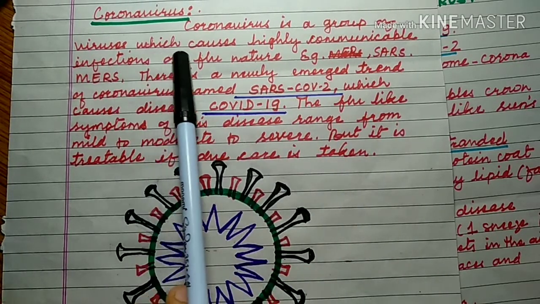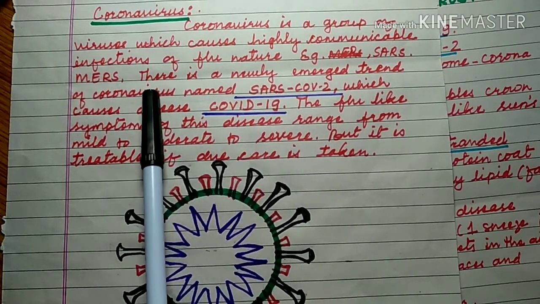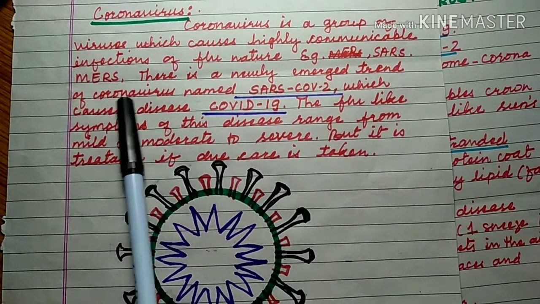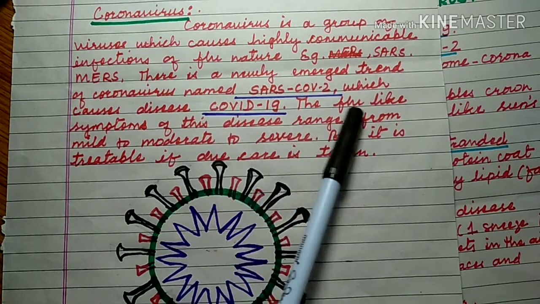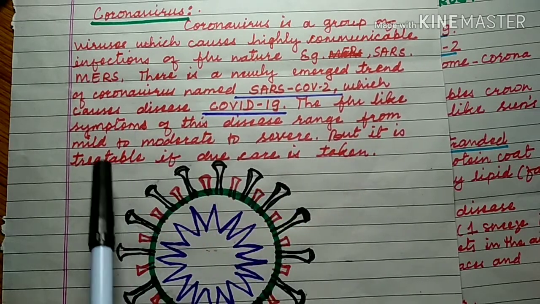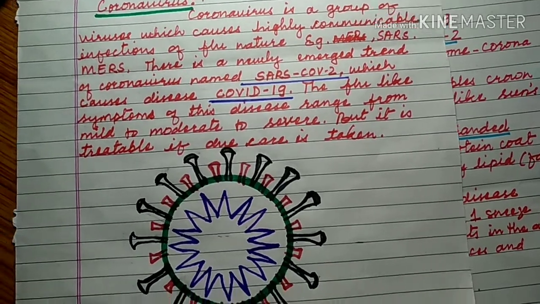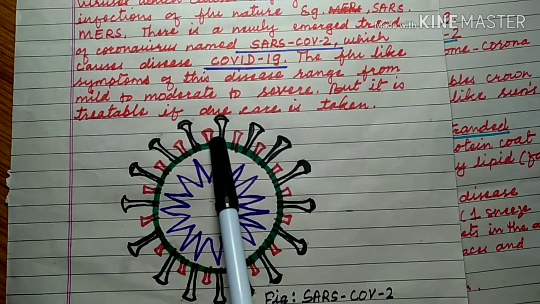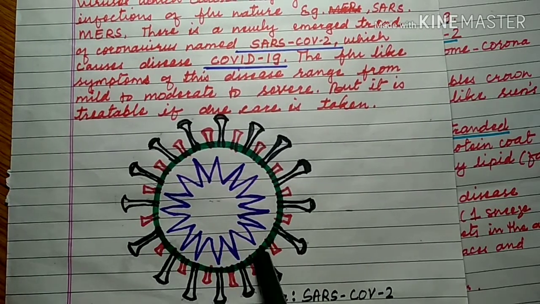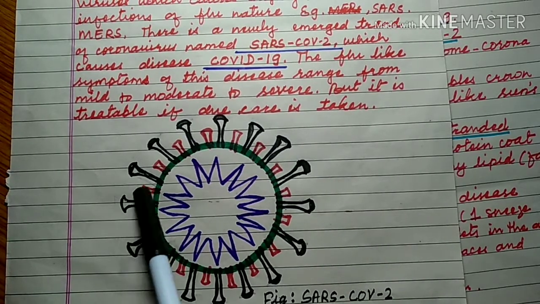Coronavirus is a group of viruses which causes highly communicable infections of flu nature. Examples: SARS, MERS, and swine flu. There is a newly emerged strain of coronavirus named SARS-CoV-2, which causes the disease COVID-19. The flu-like symptoms of this disease range from mild to moderate to severe, but it is treatable if due care is taken. So this is a diagrammatic representation of coronavirus. There is an RNA strand in the middle, covered by a bilayer lipid, and spikes of protein nature are coming out from the surface.